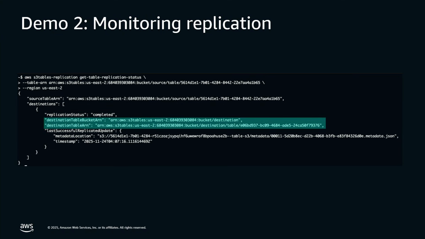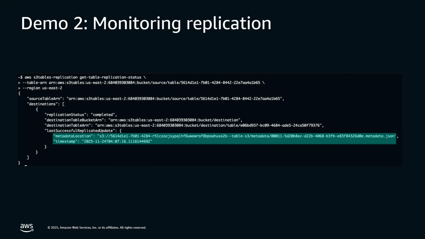We also see the information about the configuration that we set, what is the table that we are replicating to, and what is the table bucket, and also what is the last update, which, if you remember, was the timestamp that we saw on the console. Here we see additionally what is exactly the metadata location of the last metadata JSON.